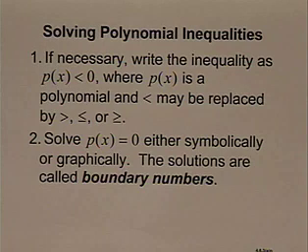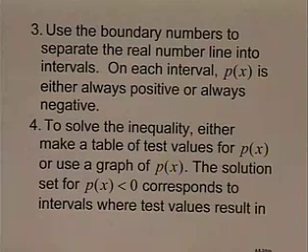The second step is to solve the equation p of x equals 0, either symbolically or graphically. The solutions are called boundary numbers, or boundary values. The third step is to use the boundary numbers to separate the real number line into intervals. On each interval, p of x is either always positive or always negative.